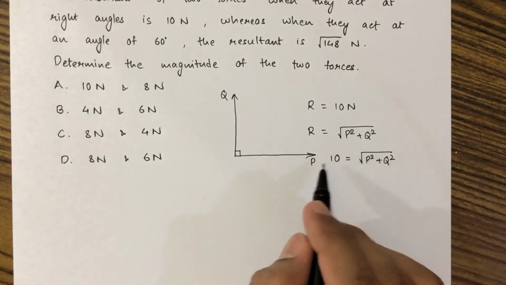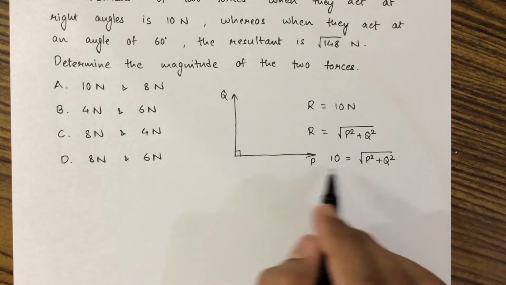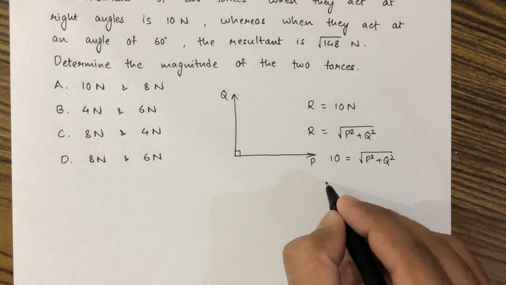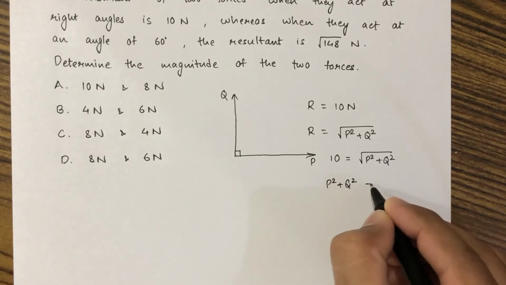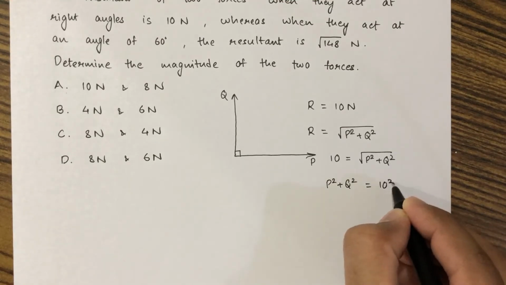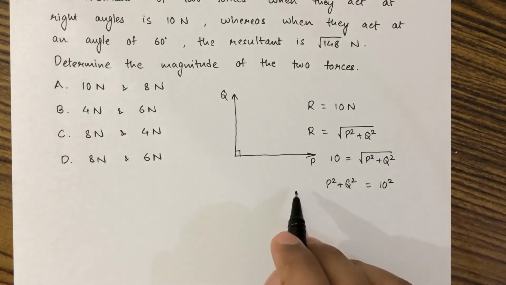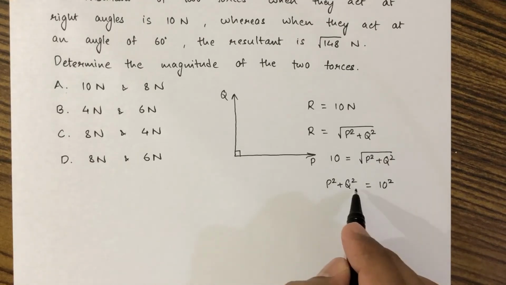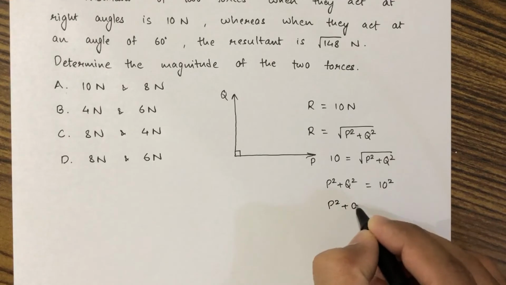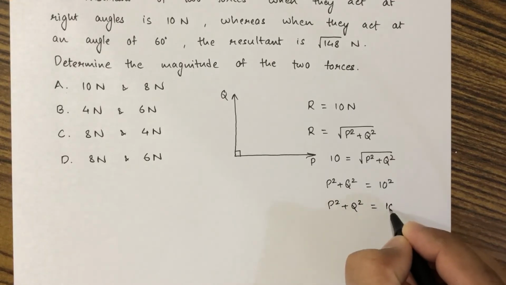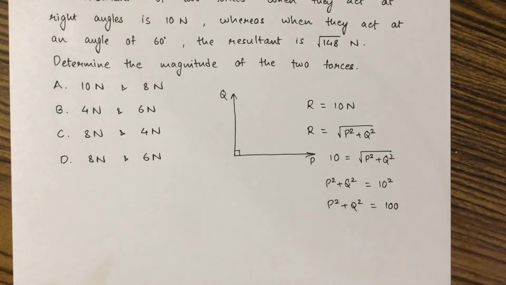If we square both the sides, we will get P square plus Q square is equal to 10 square, or it can also be written as P square plus Q square is equal to 100, because 10 square means 100.